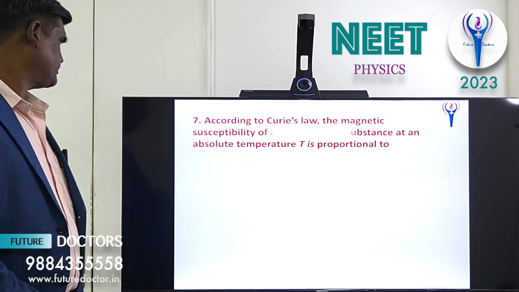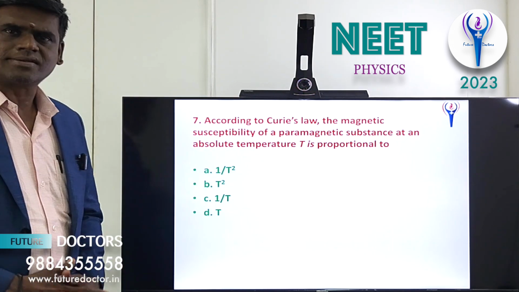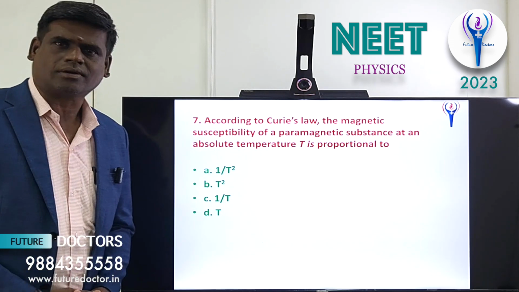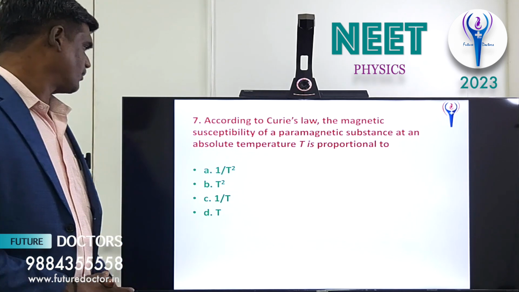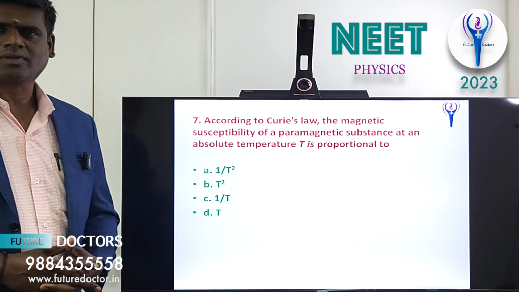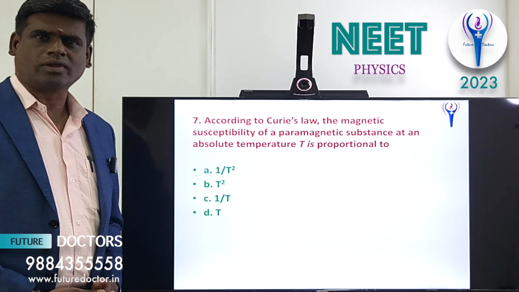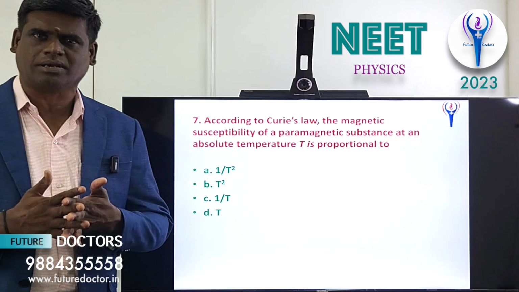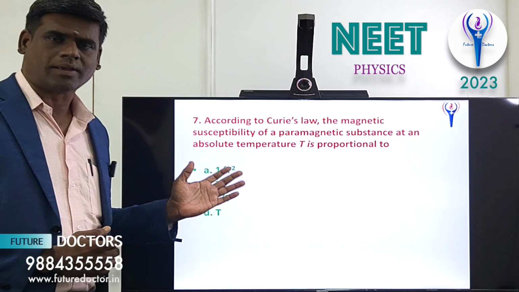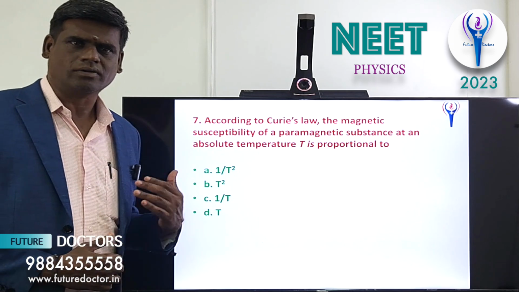Question number 7. According to Curie law, the magnetic susceptibility of a paramagnetic substance at an absolute temperature T is proportional to dash. Option A 1 by T square. Option B T square. Option C 1 by T. Last option T. We know that susceptibility is denoted by the symbol chi, and we only want to find the relation between susceptibility chi and absolute temperature T. That is the answer or solution for this question.